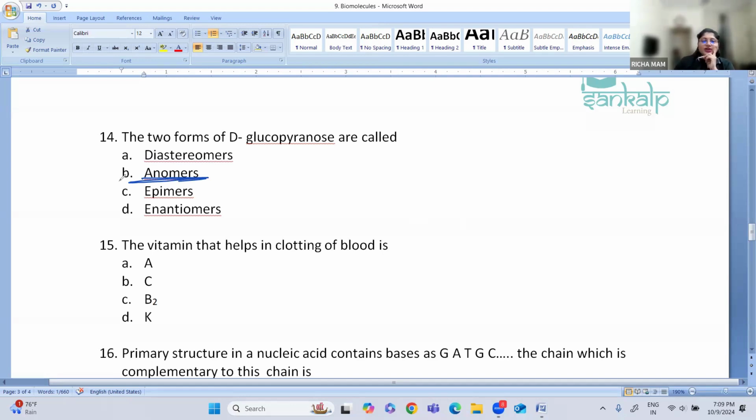So this will give rise to the alpha D glucose structure and the beta D pyranose structure, right? So they are called D glucopyranose. The two forms of D glucopyranose are called the anomers.